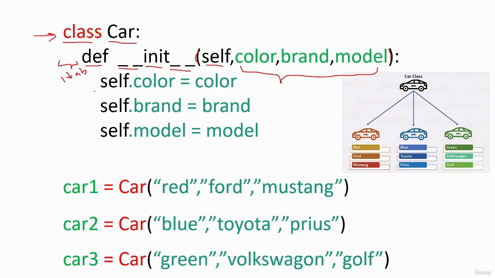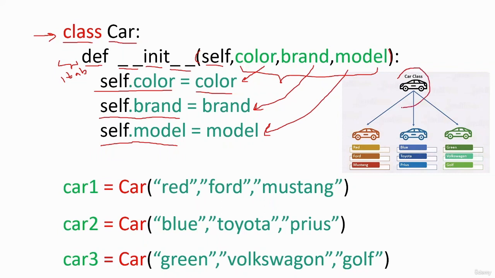We use self keyword in front of variables to make a property. Here I have created a property called color. It is equal to argument color. Property brand is equal to the argument brand. Property model is equal to the argument model. So these values will be assigned to these properties. Now we have created a class called car. It has properties color, brand and model.